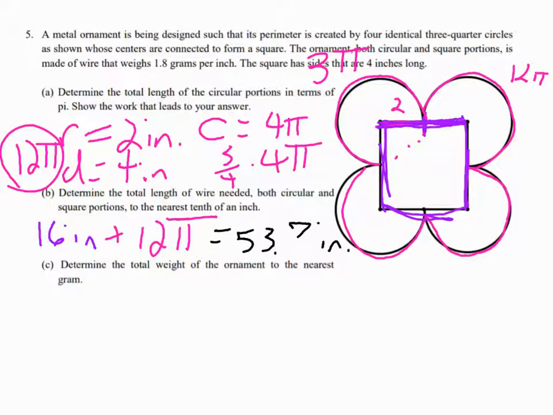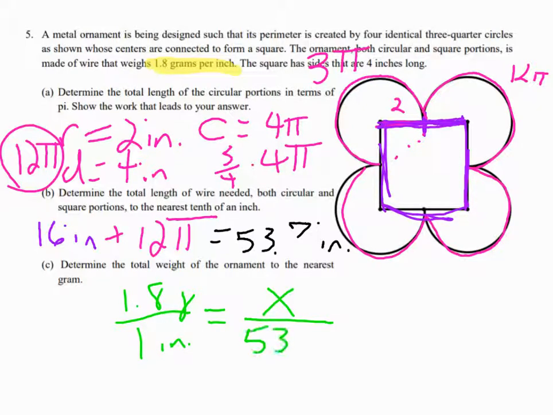Determine the total weight of the ornament. Now this is where we have to use this right up here, this 1.8 grams per inch. And we're going to set up a proportion to do this. So line equals sign line, 1.8 grams in 1 inch. So how many grams in 53.7 inches? Now we could cross multiply.